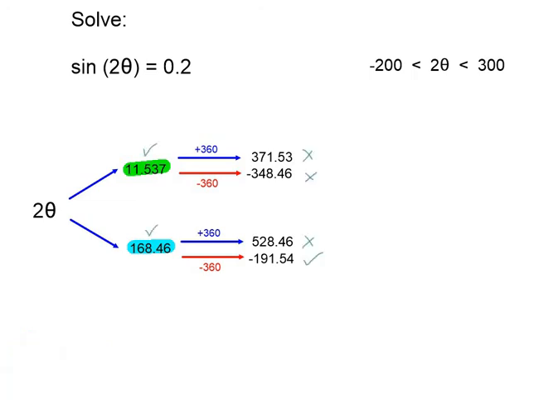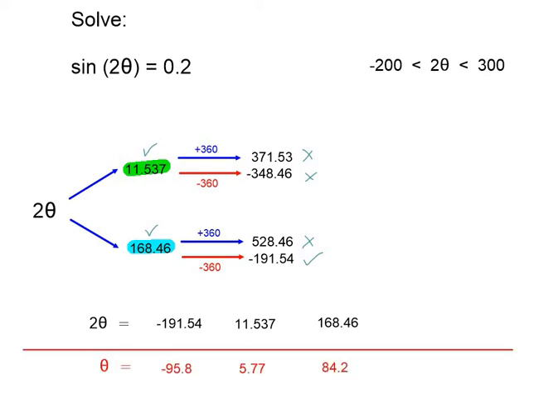Tick the ones that you want, cross out the ones which are not in this interval. List the angles which are valid, again within this interval. The final answer should be in terms of just theta. So we need to divide by 2, and we've got these angles.